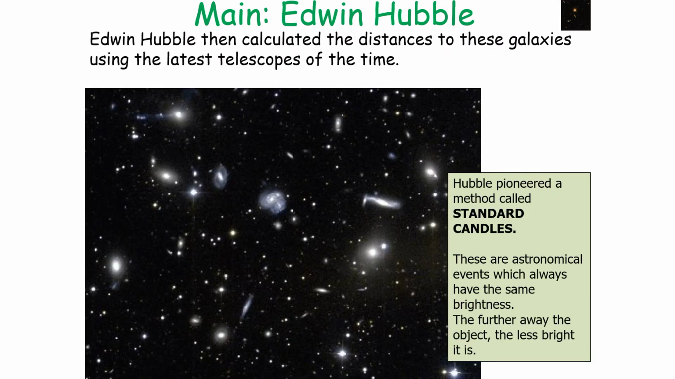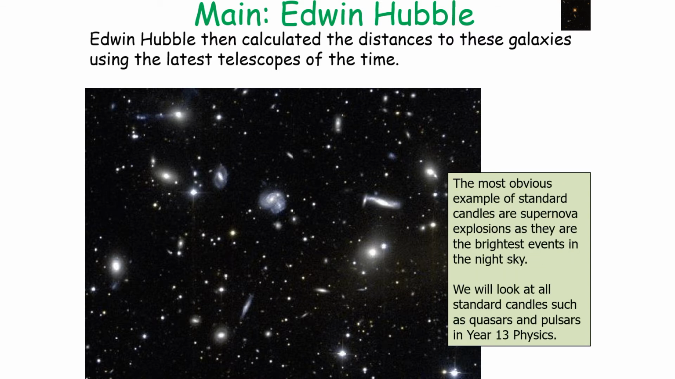Now, Edwin Hubble then calculated the distance to these galaxies using the latest telescopes of the time. Now, he did this by a method called standard candles. Now, these are astronomical events which have the same brightness, so you could work out by them being further away, they will be less bright, so you can work out their distances. Now, the most obvious example of a standard candle are supernova explosions because they're the brightest events in the night sky.